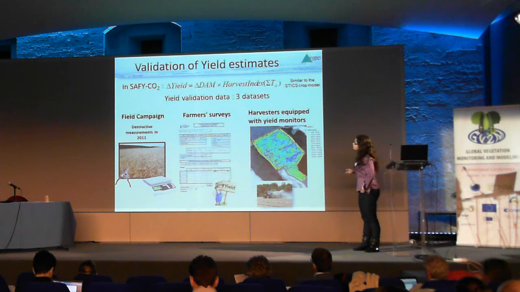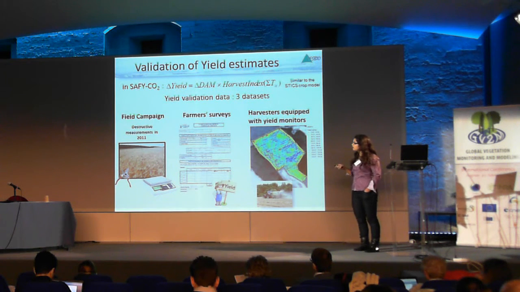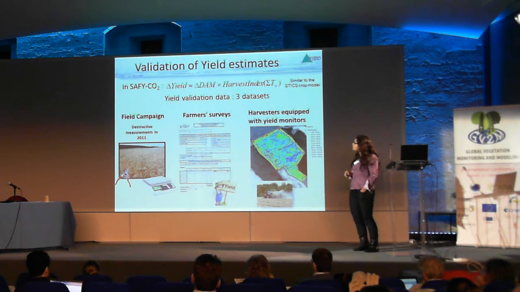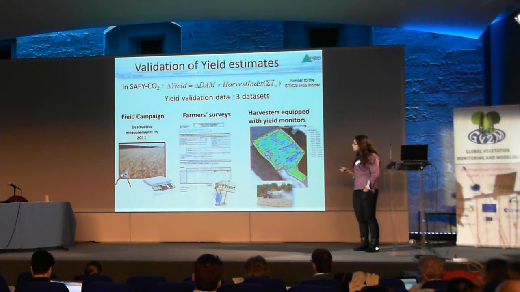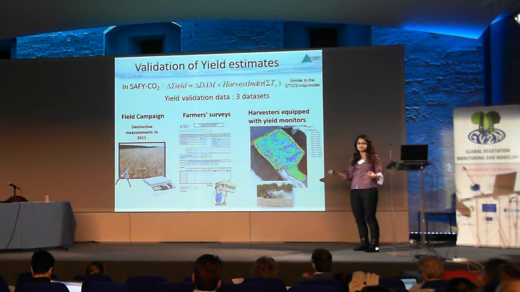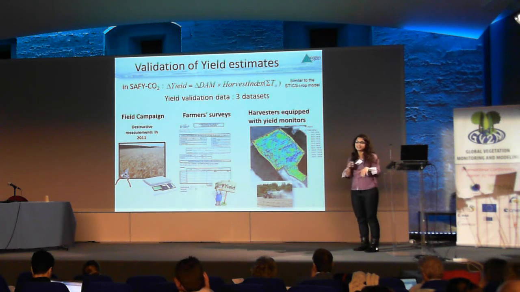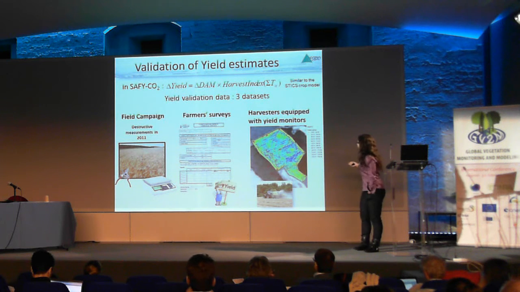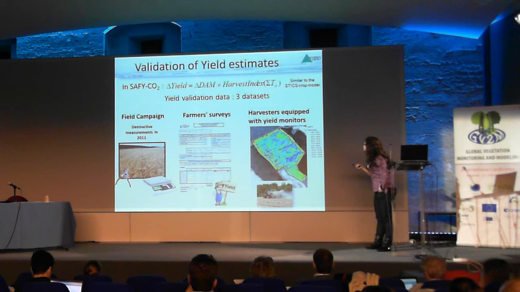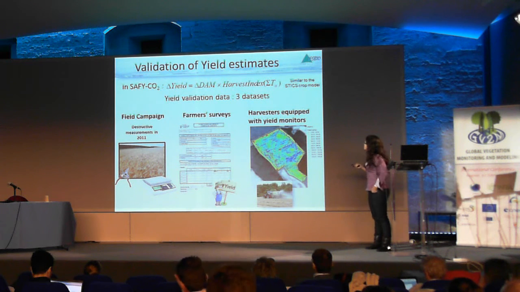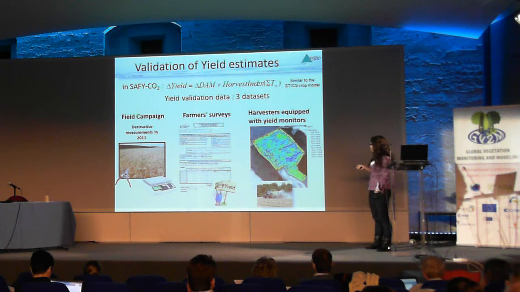And to validate our results, we have different data sets. One comes from the field campaign that we made. We chose around 20 fields, and we made iterative measurements. We went to the field and manually collected all the data. We have two data sets based on farmer surveys, where farmers report the yield, but sometimes they aggregate their fields and we don't know exactly which field it corresponds to. And then another one is the yield from the monitors mounted on the harvester machine.